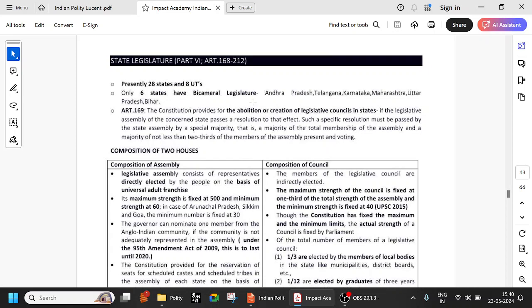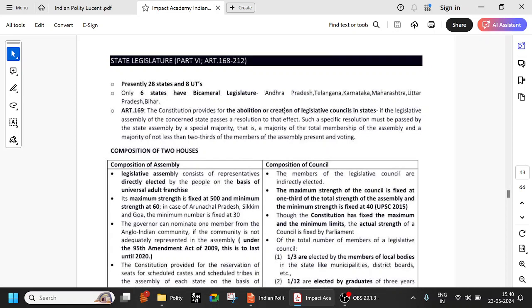Andhra Pradesh is one of the states which has bicameral. So we have both MLAs and MLCs, right? Andhra Pradesh, Telangana, Karnataka, Maharashtra, Uttar Pradesh, and Bihar. Only these states have bicameral. Andhra Pradesh, Telangana, Karnataka, Maharashtra, UP, and Bihar. Somewhat in the Deccan and northern region.